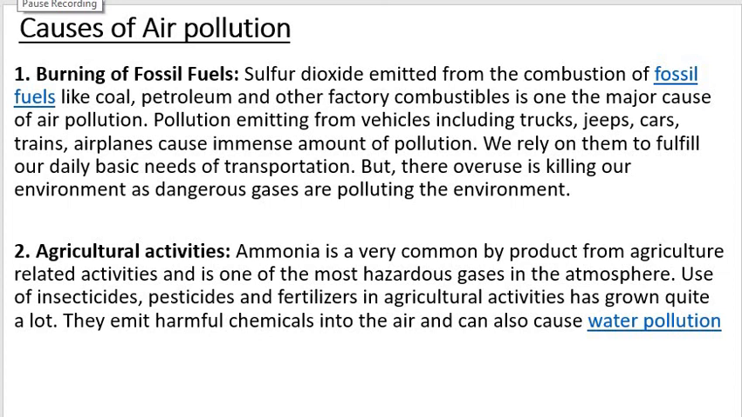Second is agriculture activities. Ammonia is a very common byproduct of agriculture-related activities and is one of the most hazardous gases in the atmosphere. Use of insecticides, pesticides, and fertilizer in agriculture activities has grown quite a lot. They emit harmful chemicals into the air and can also cause water pollution.